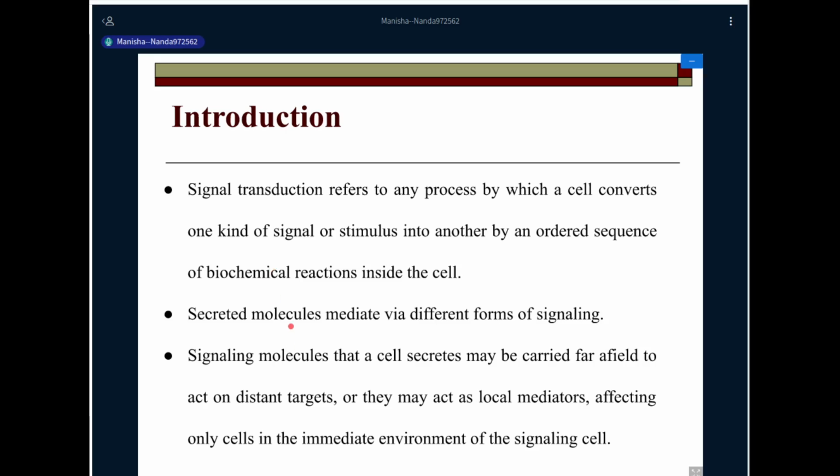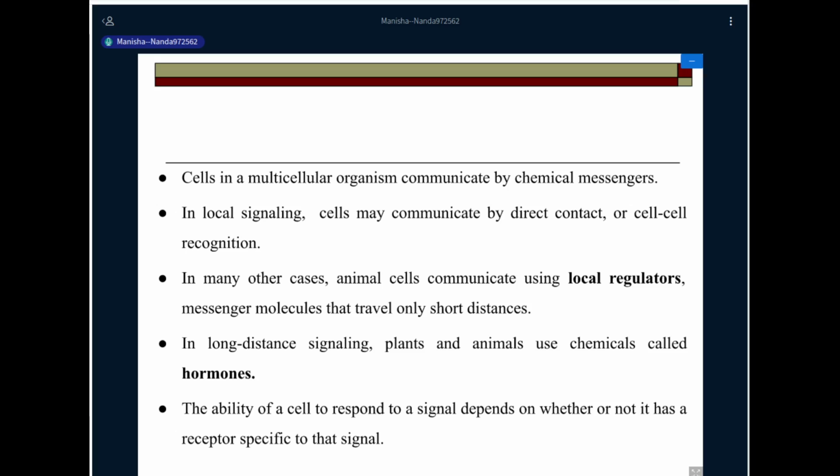Now, these secreted molecules, which are the signaling molecules, mediate via different forms of signaling. Ahead in this lecture, we'll see there are different types of signaling also. Signaling molecules that a cell secretes may be carried far afield to act on distant targets, or they may act as local signals. That is, a cell can produce a signal affecting only cells in the immediate environment of the signaling cell. Now, multicellular organisms use biochemical messengers, the ligands, for example, the hormones. Now, signaling can be local. In local signaling, cells may communicate by direct contact or cell-to-cell recognition also.